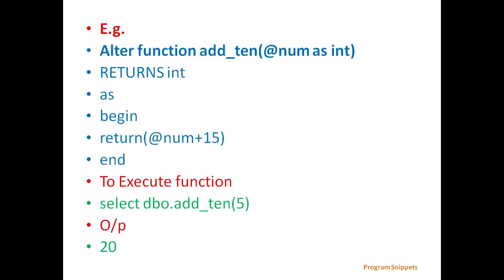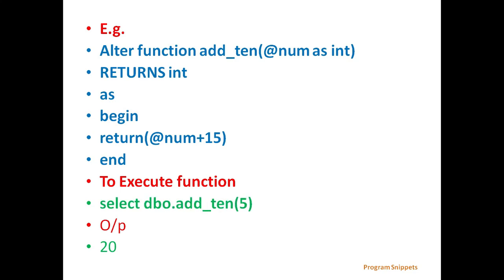For example, alter function add10 with parameter num, return type is integer as begin and it will return num plus 15 and we'll end it. To execute the function, we will give select dbo.add10 with parameter 5. It will give the output 20, since we have passed 5 and we have added 15 to it.